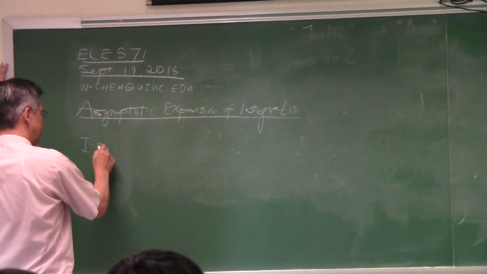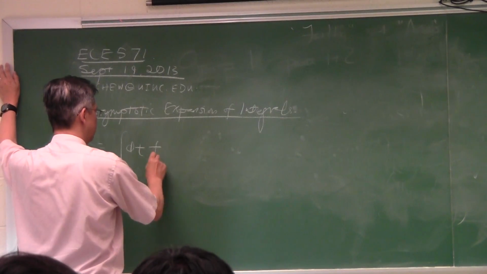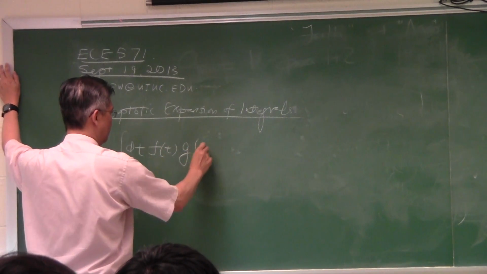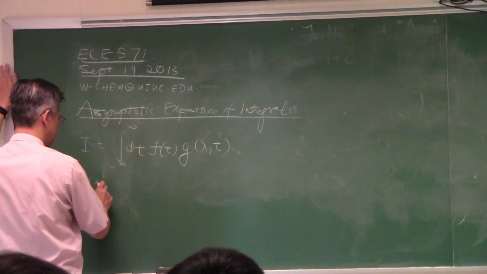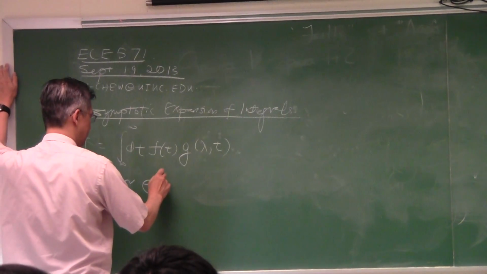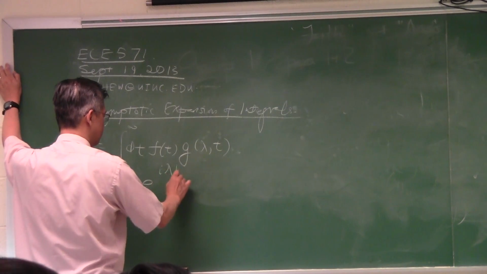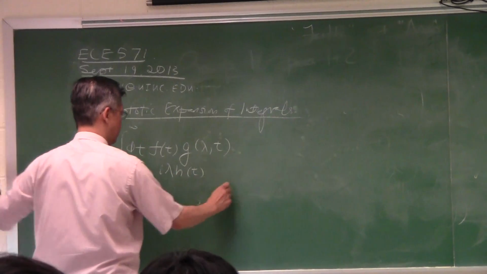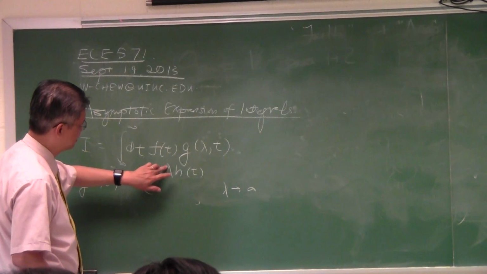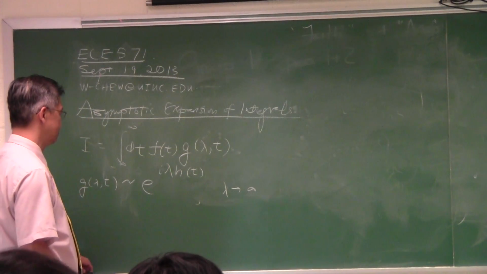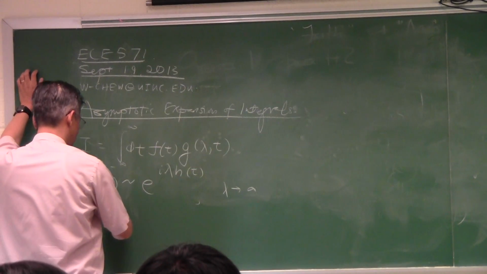Okay, we say that if we have an integral of this form, ∫ dt f(t) g(λt), we need to integrate this function, and g(λt) has the property that it behaves like a highly oscillatory function when λ goes to infinity. When λ is very large, t just has to vary a little bit, and then the phase of g(λt) will be very rapidly changing, and hence this integral can be rapidly oscillating.